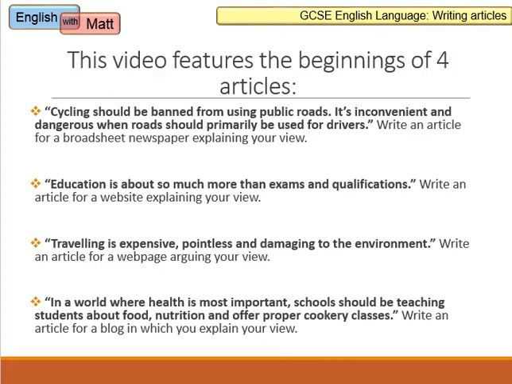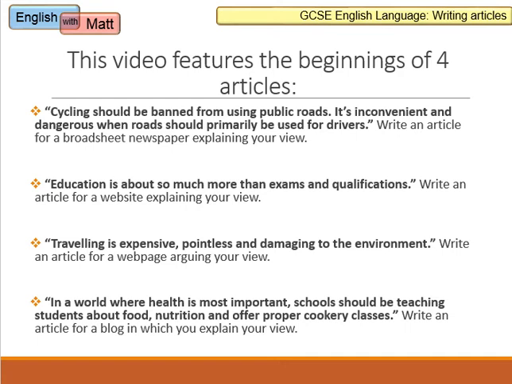So the articles that I'm going to show you are about 4 different topics, some of which have come up in the past in previous exam series and some of which I have made. We've got a topic about cycling, education, exams, travelling, and cooking education or food education in school. I want to make clear that even though all 4 of these tasks require you to write an article, you can notice that the place in which the article is being published is different. So we've got a broadsheet newspaper, we've got a website, web page, and a blog.